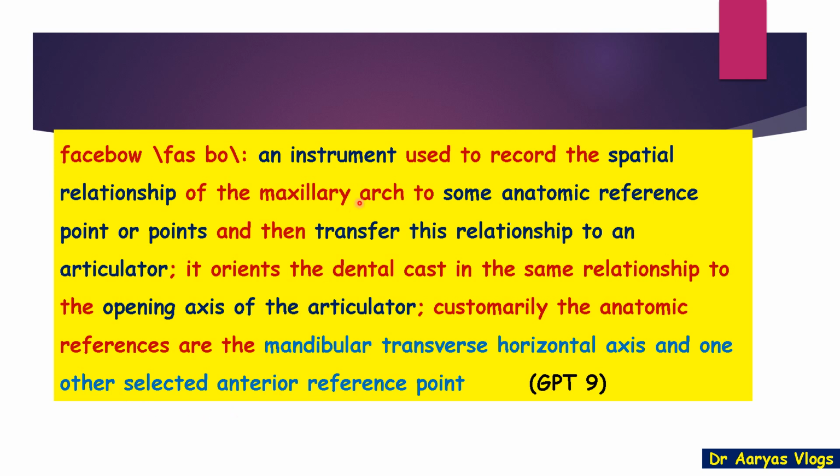So this definition can be studied under these sections. First one is an instrument to transfer to the articulator. Then it orients to the opening axis of articulator. Then customarily, the anatomic references are mandibular transverse horizontal axis and one other selected anterior reference point.